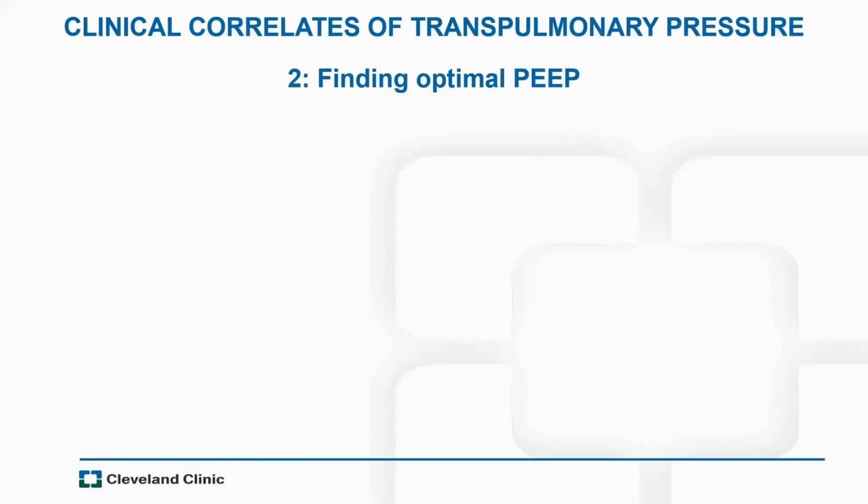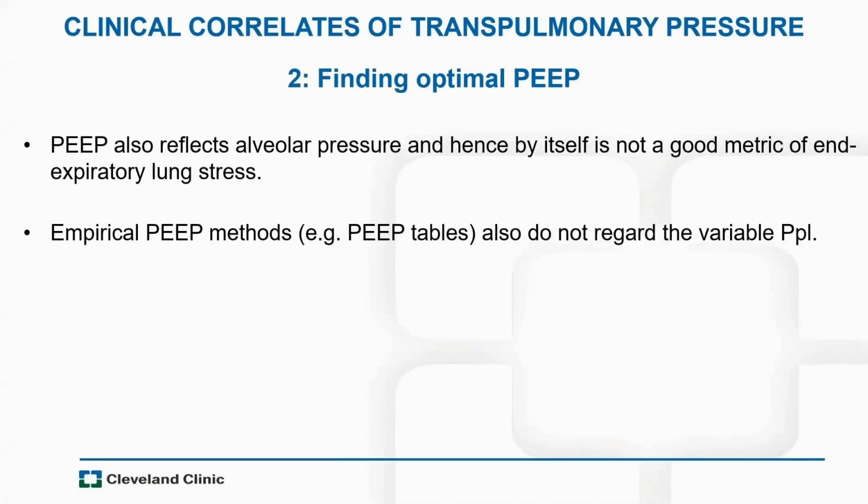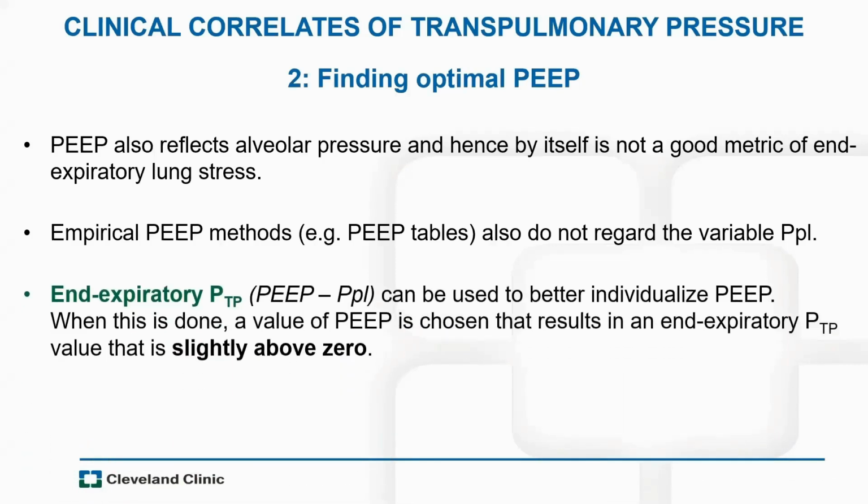Okay. Second application is finding optimal PEEP. So we're switching from inspiration now to expiration. How would this work? Same concept. PEEP also reflects alveolar pressure, so by itself it is not a good metric of lung stress. In most situations we use PEEP tables, right? The PEEP tables do not give any regard to the heterogeneity of pleural pressure in our patients, and there can be quite a significant degree of heterogeneity. That's the number one criticism of empirical PEEP tables.